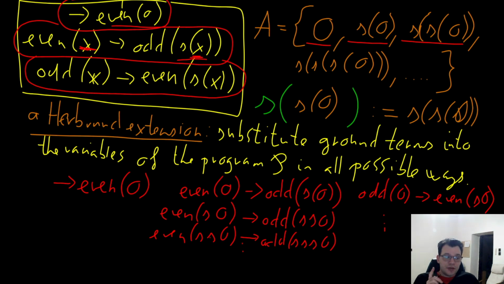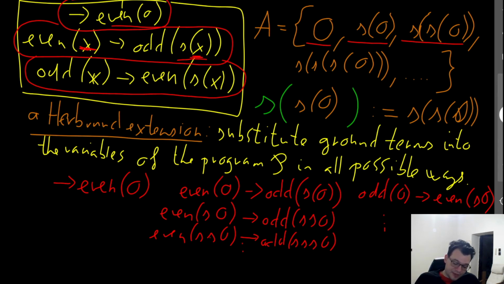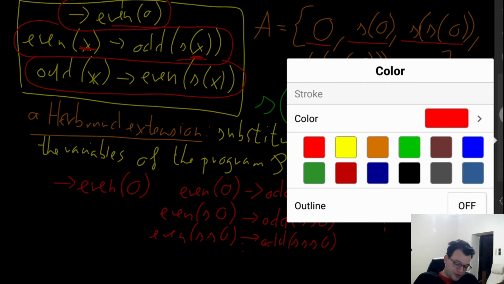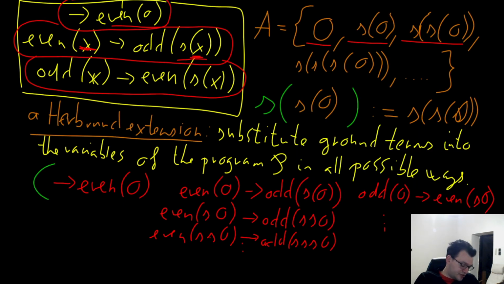But there is a very, very good reason to create this Herbrand extension. First of all, there is a theorem that a logic program always has a Herbrand model. So you can just define a Herbrand model, and what should you do? What you should do is just watch these things.